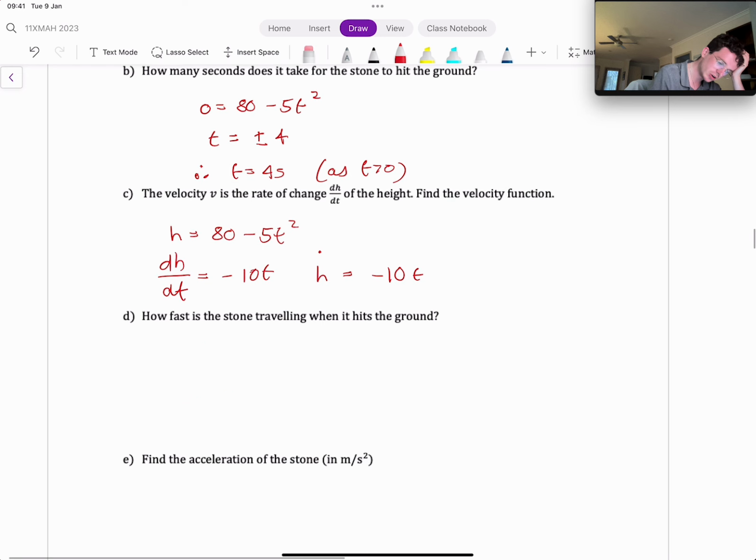How fast is the stone travelling when it hits the ground? Well, we know h dot is minus 10t, and it hits the ground at 4 seconds, so minus 10 times 4, which is minus 40 meters per second.